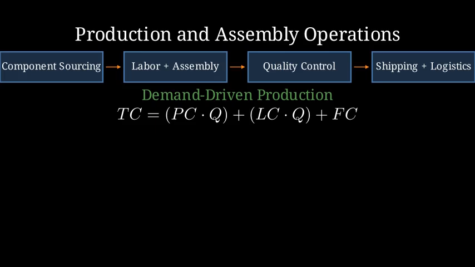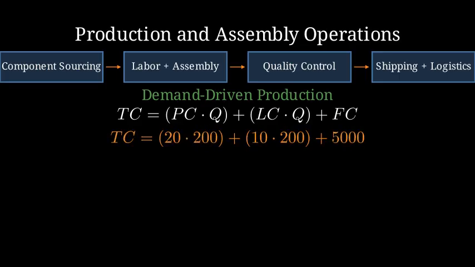Let's do a simple example, so it feels real. Suppose the part cost is $20 per unit, labor cost is $10 per unit, fixed cost is $5,000, and we plan to produce 200 units. We'll plug those values into the formula and compute the total cost.